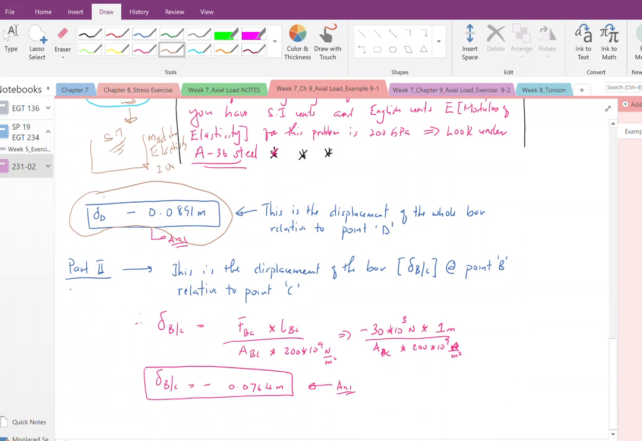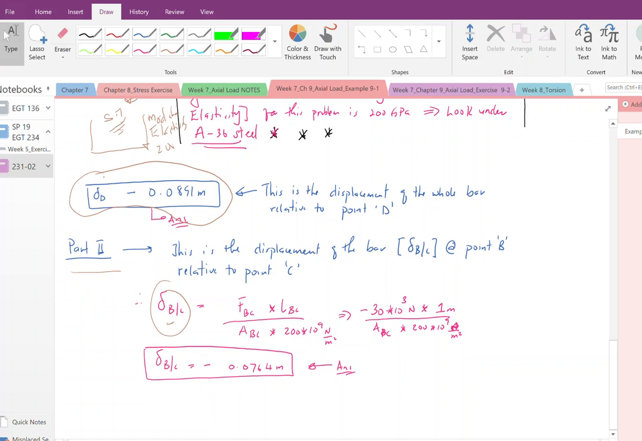Now part 2 is asking us to find the displacement of B relative to C. And then we just find our force BC, which we already found. Plug and play, and this is your answer.